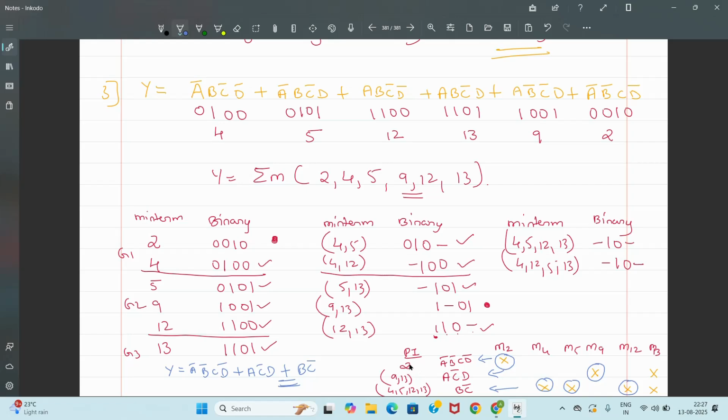The first value was 2, it is covered. Next you have 9 and 13, that is also covered. 4, 5, 12, 13 is also covered. All the given numbers are used, so there is nothing else to do. Whatever answer you have written, that is your final solution. Okay. So this is how we can solve any given equation using the QM method without don't care conditions.